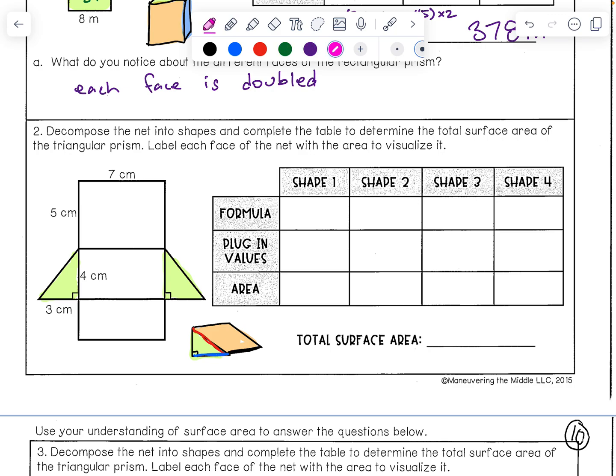Let's use pink. So you're going to have 3 different rectangles plus your 2 faces. So that's how we got 4 shapes. So 3 different kinds of rectangles, and so that's 3 shapes, and then your 2 bases, which are identical, and they are triangles. So let's go ahead and say shape 1 is going to be our bases. Let's make this another shape right here.